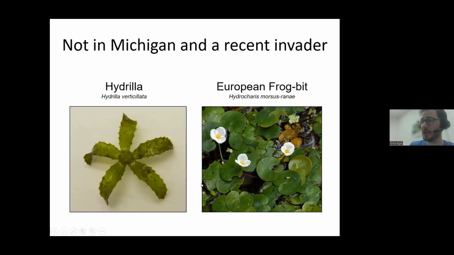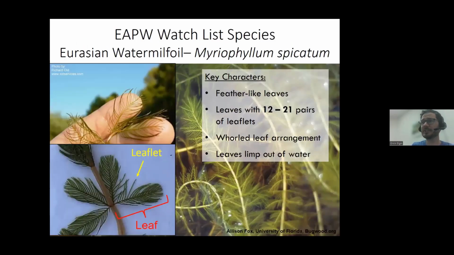Also, we have a new, more recent invader that we are seeing spread in Michigan's inland lakes, albeit somewhat slowly, at least from what we can see so far, and that's European frogbit. This plant is a new invader and is only in a small handful of inland lakes in the state. So let's get into how to identify these plants.